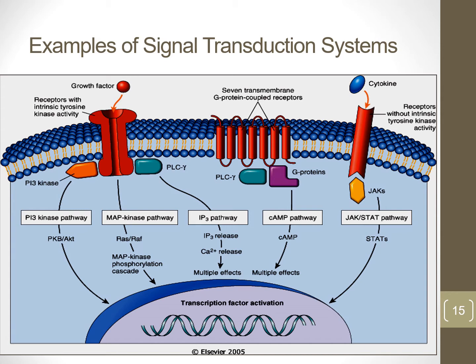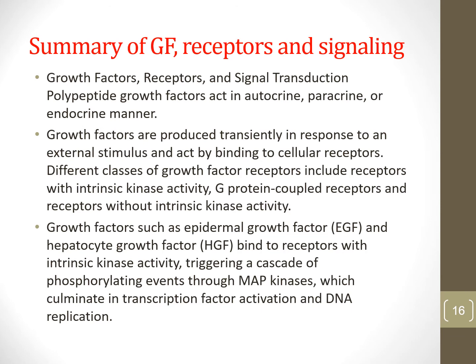This is the 7 transmembrane G protein coupled receptor, and those usually exert their function by the cyclic AMP pathway, and this will exert multiple effects. And we have those which are receptors without intrinsic tyrosine kinase activity. This will recruit kinases like the JAK, and those use the JAK-STAT pathway. Through the STATs also, they will induce transcription factor activation or inhibition based on the function of the growth factor, the receptor. So let's sum up the points that we have talked about.